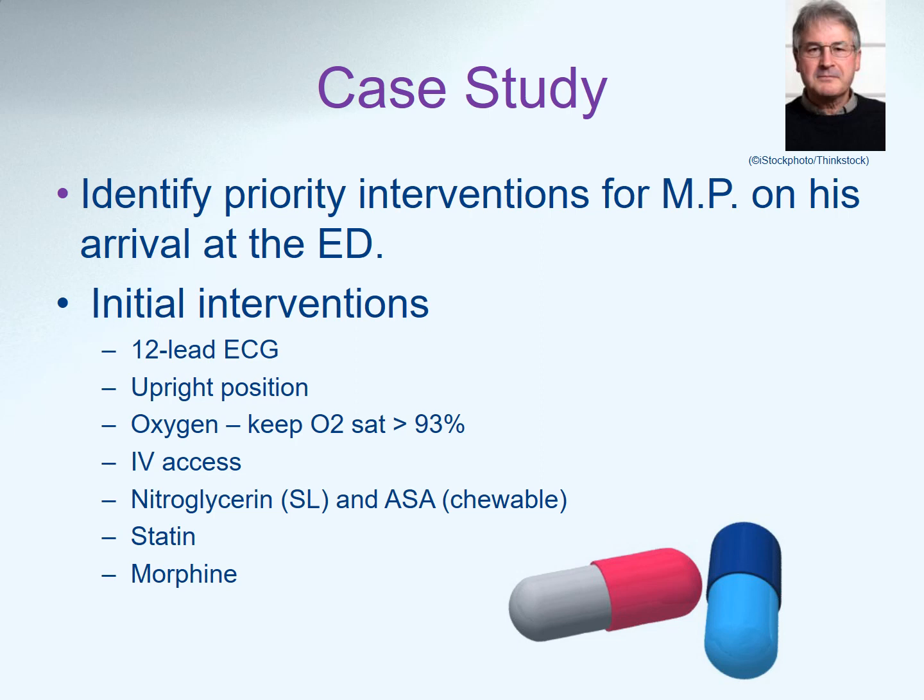We may give him sublingual nitroglycerin and 162 to 325 milligrams of aspirin, chewable only. A high-dose statin, like Lipitor, is started if not already taken prior to the hospitalization, and the patient may also get morphine to not only relieve the pain, but also dilate the coronary arteries.